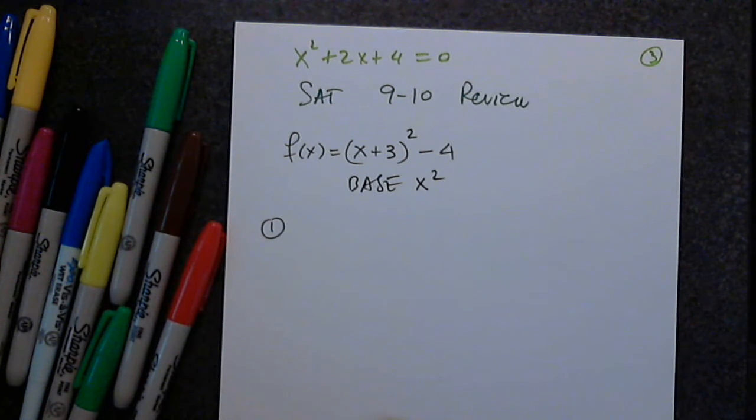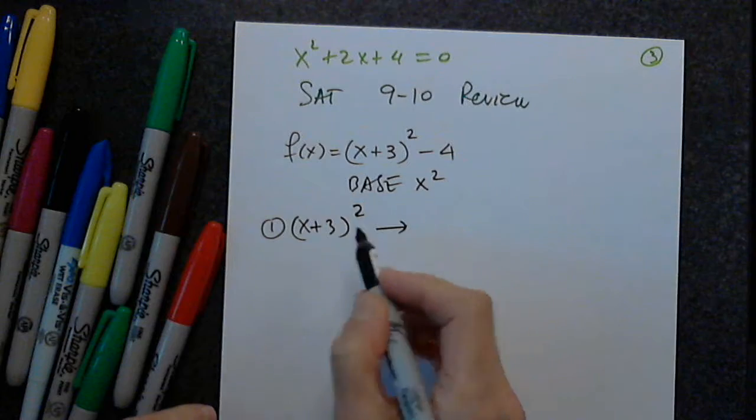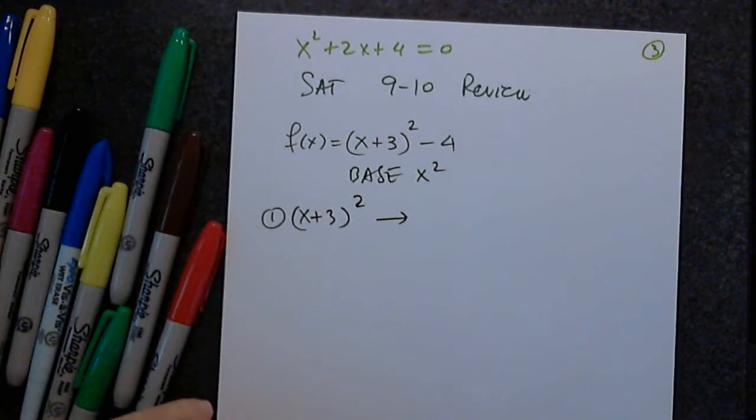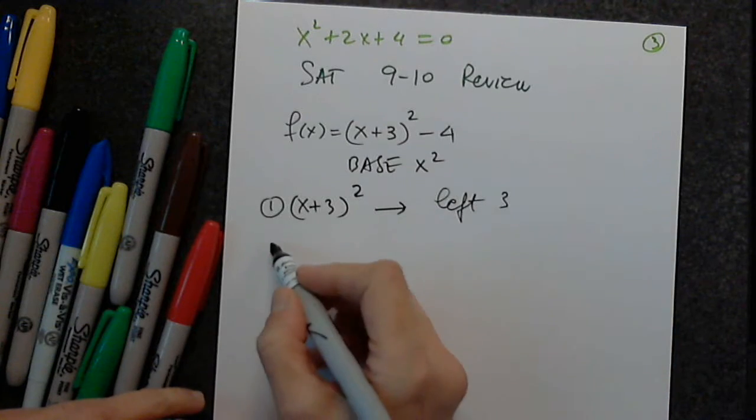Oh, I am changing x into x plus 3. That's the first transformation. So this is x plus 3 squared. What does this do to this? Very good. Left 3. So left 3 units.